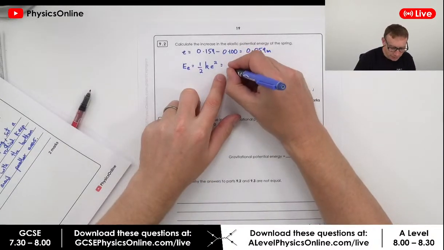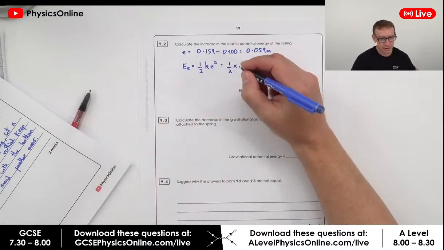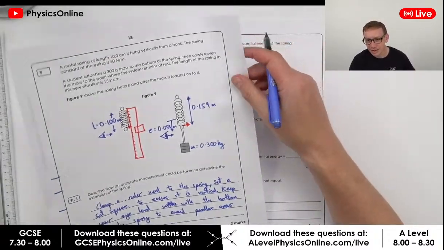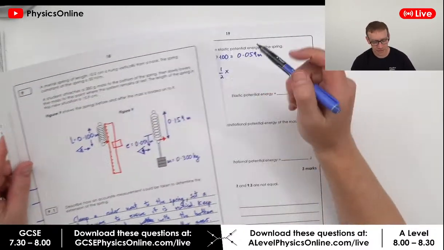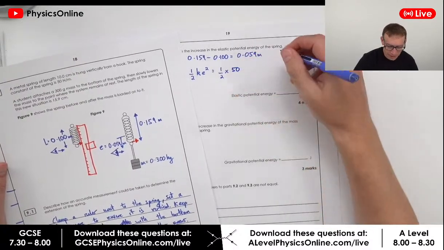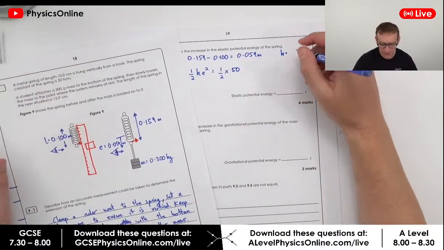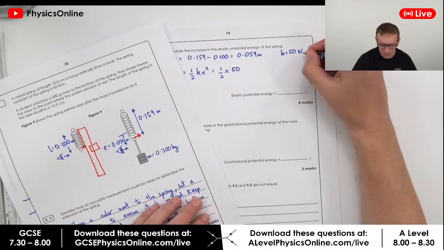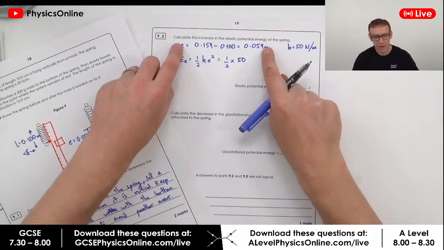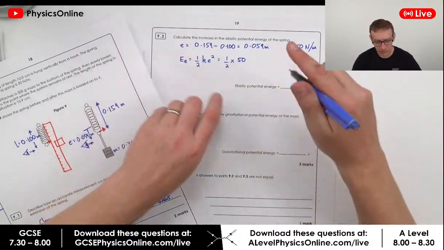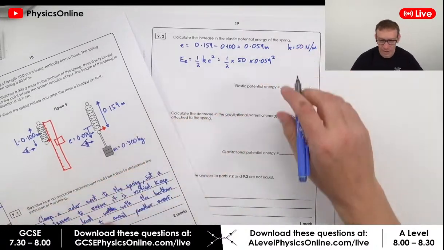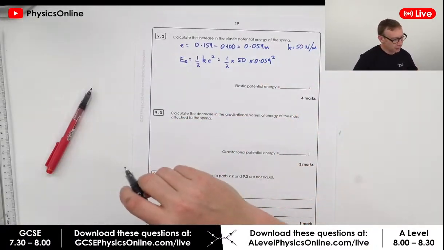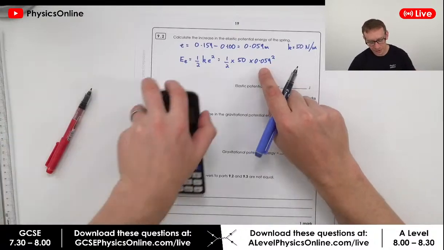We're then going to put the numbers in. So that's equal to 1/2 times k, which is the spring constant. It says here the spring constant is 50 newtons per metre. So I'm just going to write that down. And again, I could always write this down at the side over here. So k is equal to 50 newtons per metre. So we've got our values we're going to use. We've got the equation. We start putting stuff in. 0.059 squared.